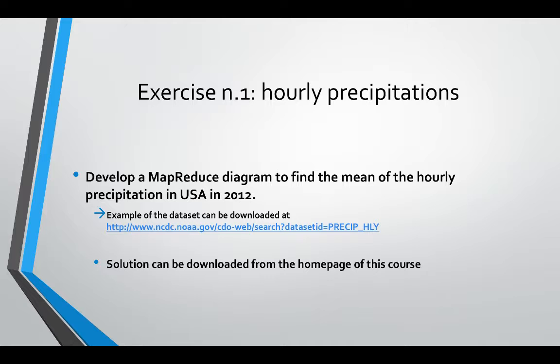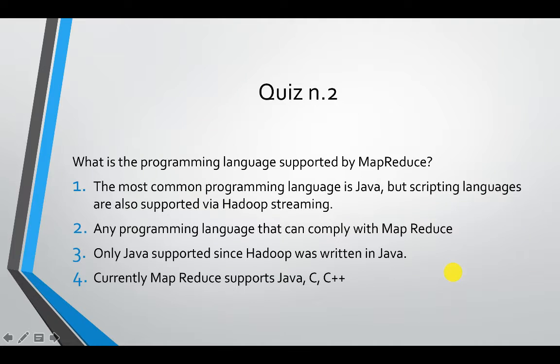So let's have a very practical exercise. What I'm asking you to prepare is a diagram that finds the mean of the hourly precipitation in the USA in 2012. So how many centimeters, millimeters of rain did we have in the USA in 2012? You can download the datasets, very simple datasets, here, and you can play with the numbers to create at the end a very simple MapReduce workflow. You can download the solution on our homepage of the course.